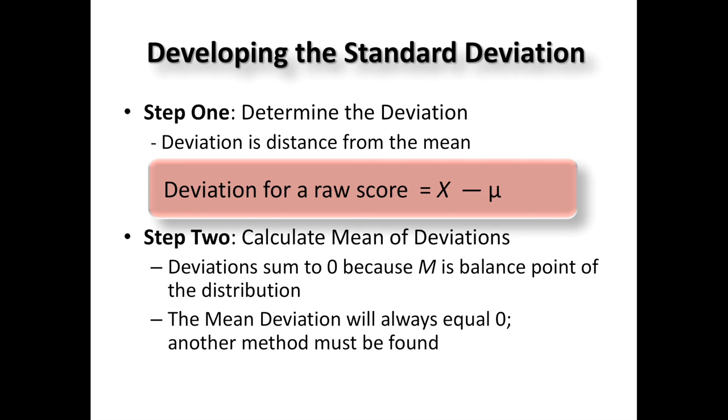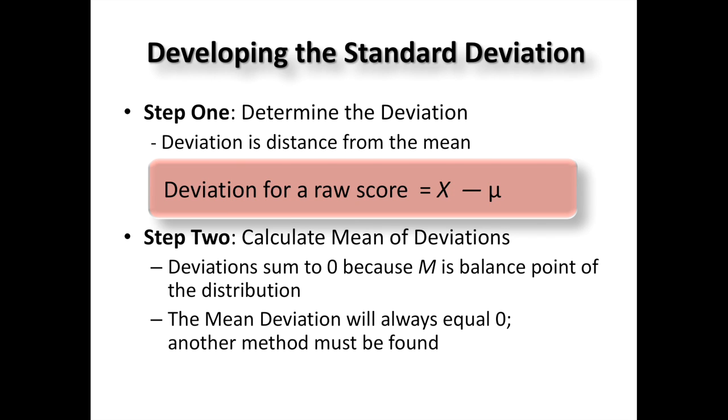Okay, so how do we get standard deviation? Well, step 1, you determine the deviation, and the deviation is just the distance from the mean. Each individual score has a distance from the mean. So if the average score was 78 and you scored a 92, you would take your 92 minus the 78, and that would be your deviation for the raw score. Standard deviation is trying to figure out how well all the scores do that.